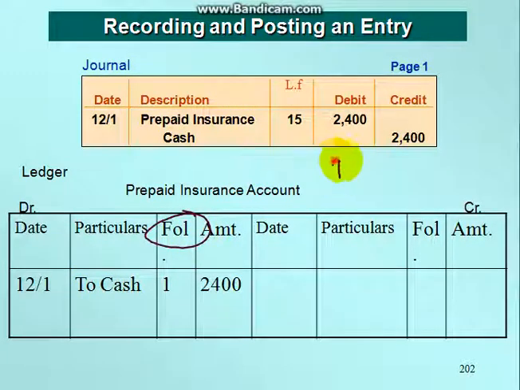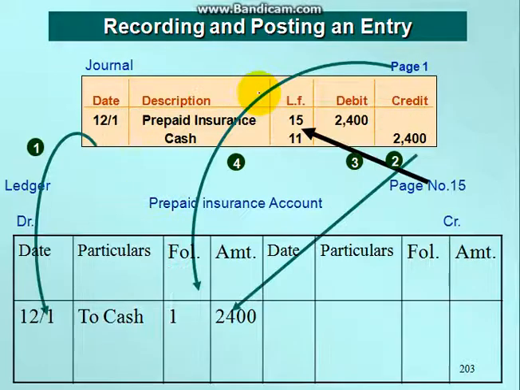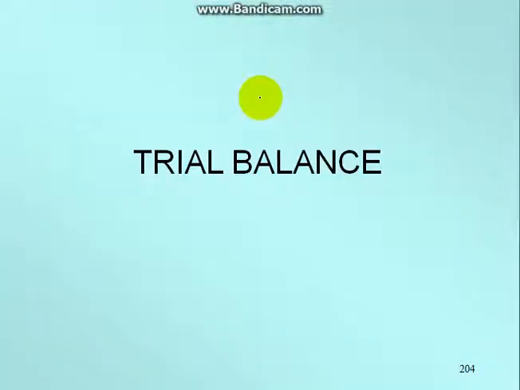FOL is the folio. You can have the reference. So prepaid insurance, cash. One amount should be equal to another amount. So that is also very important. Now we'll see the trial balance, how to take it, in the upcoming slide. Thank you.